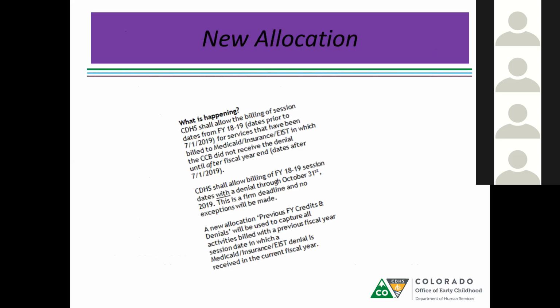So for the new allocation, I just took a snippet out of the communication to explain what it is, set up for previous fiscal year activities. Amanda, if you want to give a more summarized version, that would be great. Yes. If everyone remembers, last year we had a workaround to allow billing of previous fiscal year sessions for which you received a denial from Medicaid or insurance that crossed the fiscal year, that July 1 date. It would have been a session date before, in the last fiscal year, which was 17-18, and you had not received the denial yet in that same fiscal year to be able to bill CDHS.